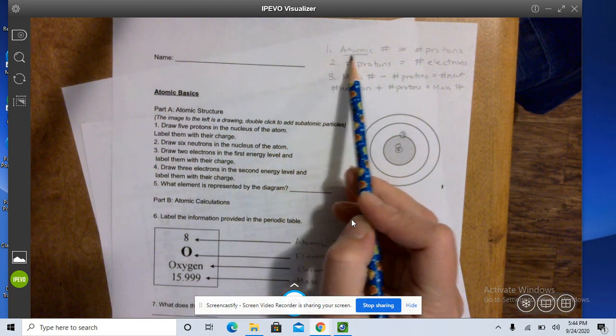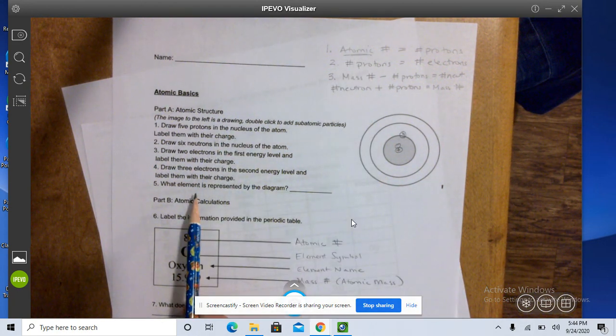Remember that the atomic number is the identity of the element. So when you're figuring out number 5, looking at the periodic table should help you.